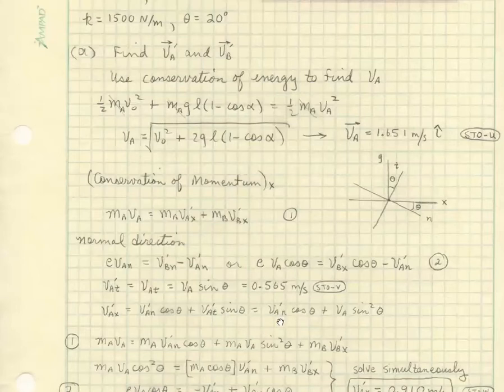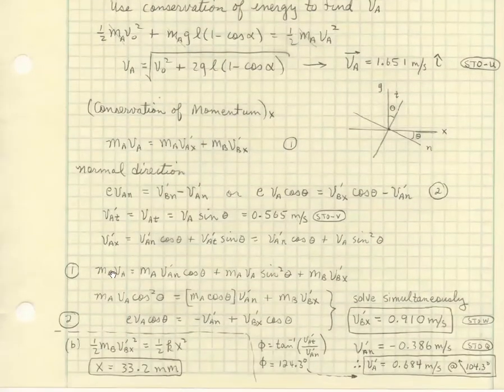sine theta. So I got a VA normal prime cosine theta plus, and then remember VA tangential is equal to VA sine theta. So there's a VA sine theta and an extra sine theta going to give me VA sine squared theta. And then I'm going to substitute that back up into this equation 1 right here. So we rewrite 1 to be MAVA, and then we'll have MA, and then this right here is going to involve these two terms. So we're going to have VA normal prime cosine theta and VA sine squared theta, and then we repeat our MBVBX prime term right there.